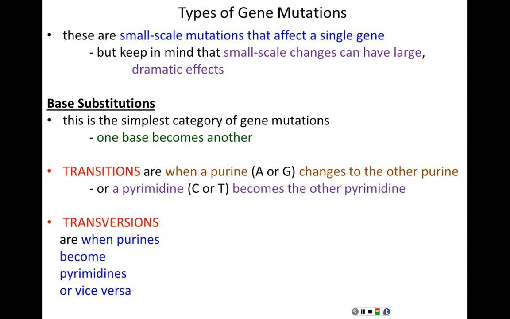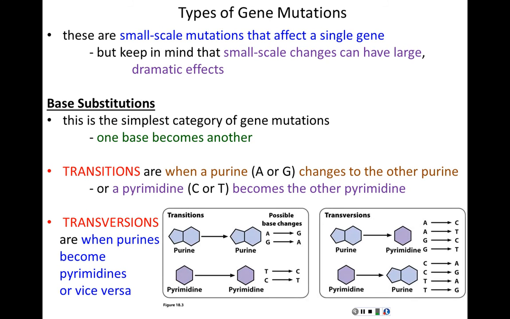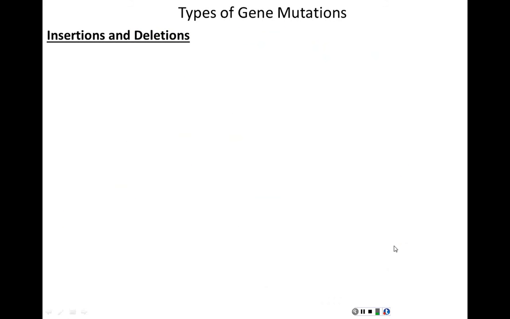Transversions is when we change the nucleotide's category. So if an A mutates to a C or a T, if a purine becomes a pyrimidine, or if a T mutates to an A or a G, a pyrimidine becomes a purine, we are dealing with transversions. So transitions is when you mutate, but you keep to the same base type, purine to a purine, pyrimidine to a pyrimidine. Transversion is when you mutate across type. So the one purine becomes either of the two pyrimidines, or the pyrimidine becomes either of the two purines. Those are base substitutions. One nucleotide becomes another.